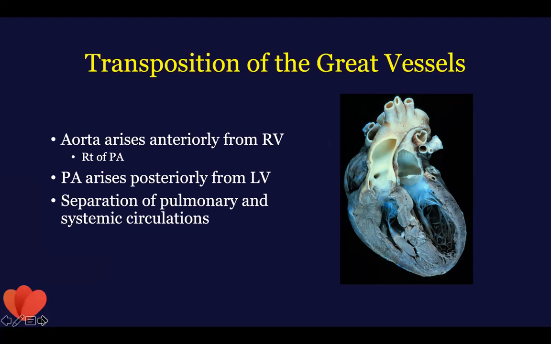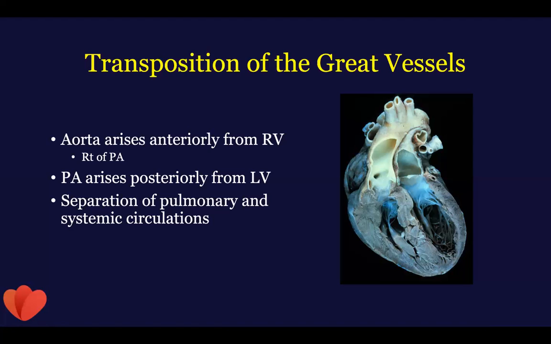Transposition of the great arteries is one of those defects where the pulmonary and systemic blood flows are parallel to each other. So here you can see in this pathology example, here is your right ventricle, and connected to your right ventricle is your aorta. So all your blue blood is going to your aorta. And then when you look over here to the left ventricle, you've got your left ventricle connected to your pulmonary artery, which now red, already oxygenated blood is going back to the lungs.